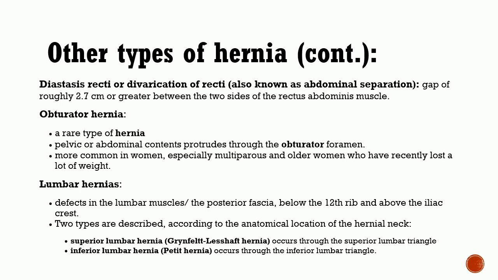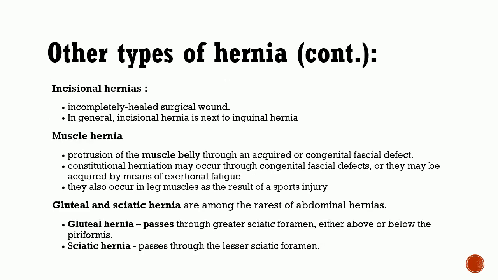Lumbar hernias occur through defects in the lumbar muscles or the posterior fascia, below the 12th rib and above the iliac crest. Two types are described, according to the anatomical location of the hernial neck. Superior lumbar hernia, Grynfeltt-Lesshaft hernia, occurs through the superior lumbar triangle, and inferior lumbar hernia, Petit hernia, occurs through the inferior lumbar triangle.